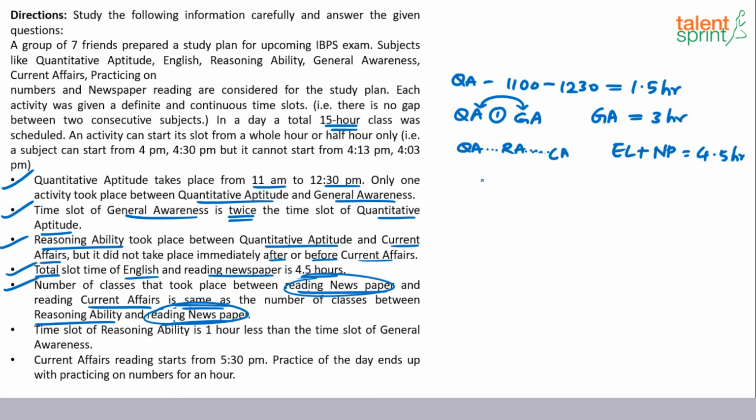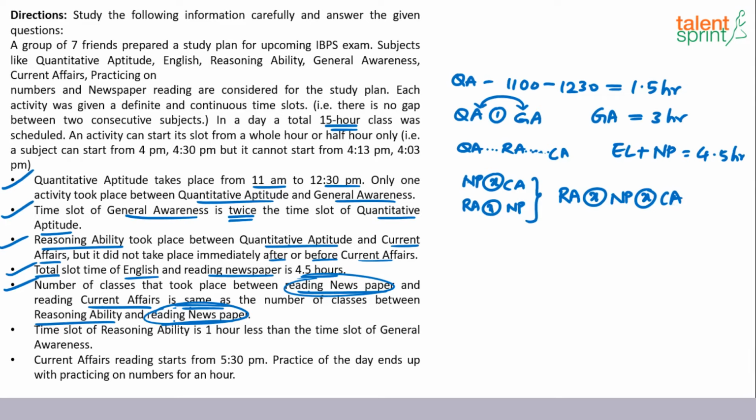You're getting it? First of all, it says newspaper and, let's say, current affairs. If there were X classes in between them, then the same X will be between reasoning ability and newspaper. By combining these two, I can say that it will be RA, X classes, newspaper, then X classes, then CA. Very, very important point, which probably will help us complete the arrangement. So it's obvious that newspaper will come exactly between RA and CA, with the same X classes on either side.